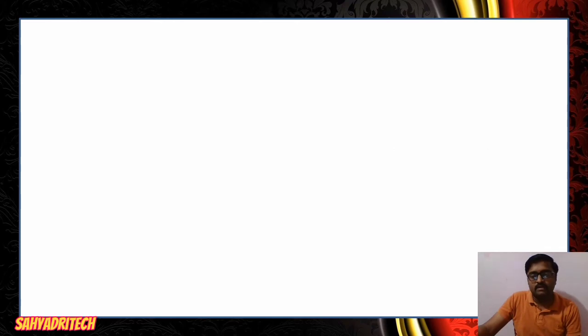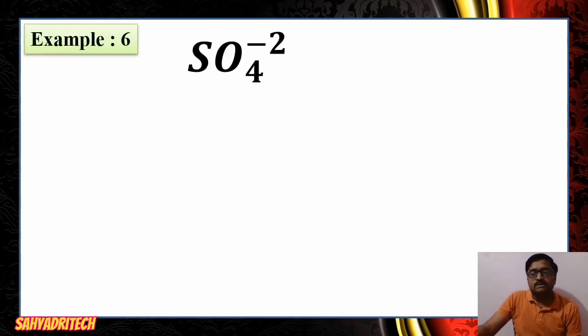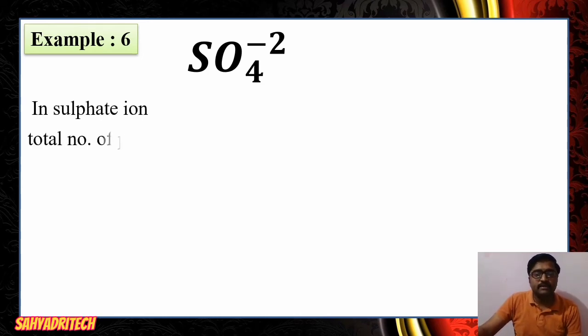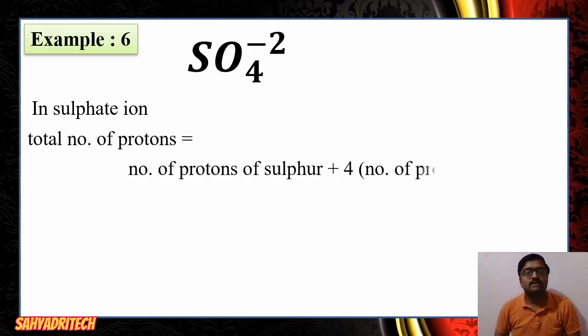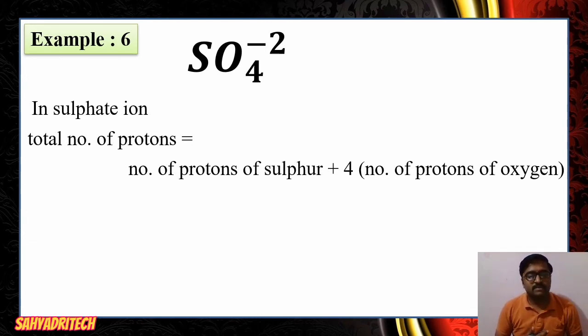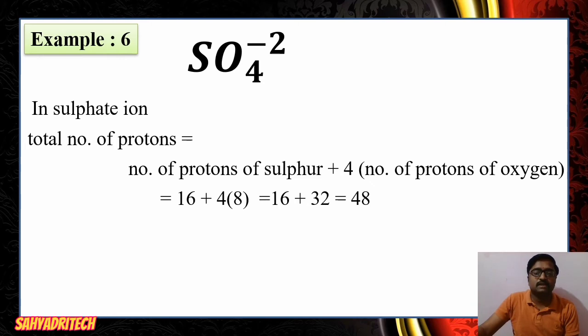Now next example, sulfate ion. Now again we have charged ions, right? In the sulfate ion, if you consider the total number of protons, how are we going to consider it? We have to add the number of protons of sulfur plus 4 into number of protons of oxygen. Sulfur atomic number 16, so protons are 16 plus 4 into number of protons of oxygen, atomic number 8 and mass number 16. So what about protons? 8. So 4 into 8 is 32. So 16 plus 32, it is 48.